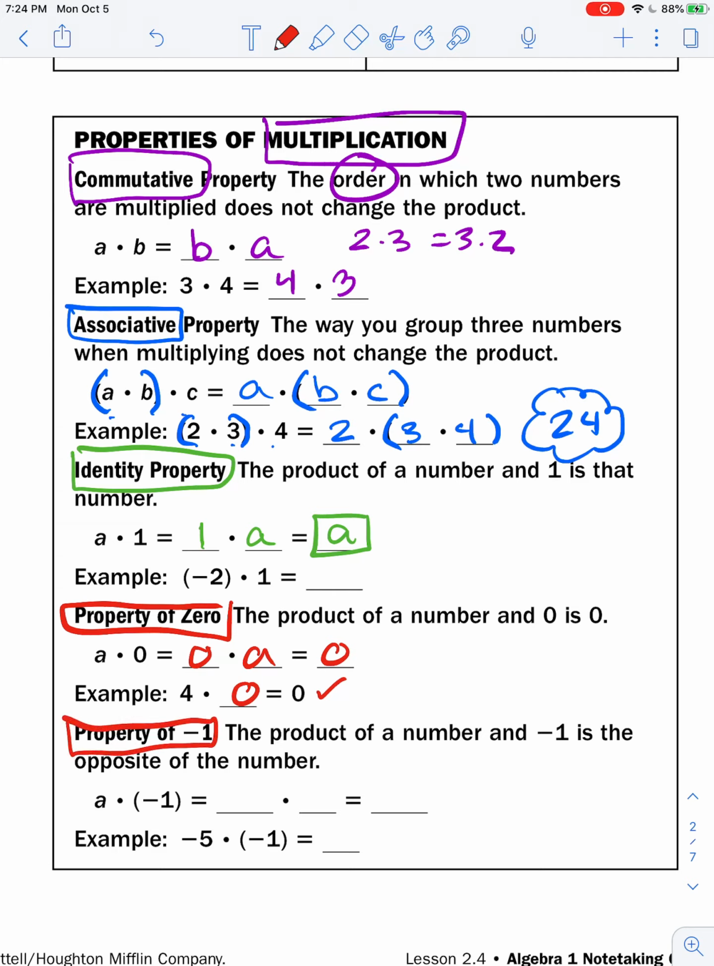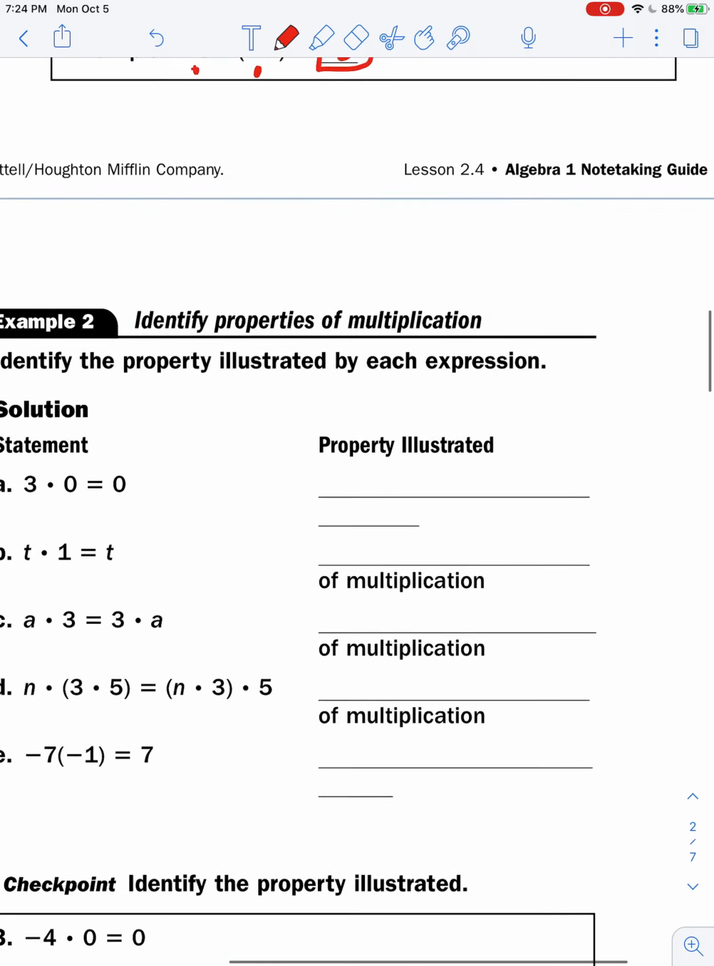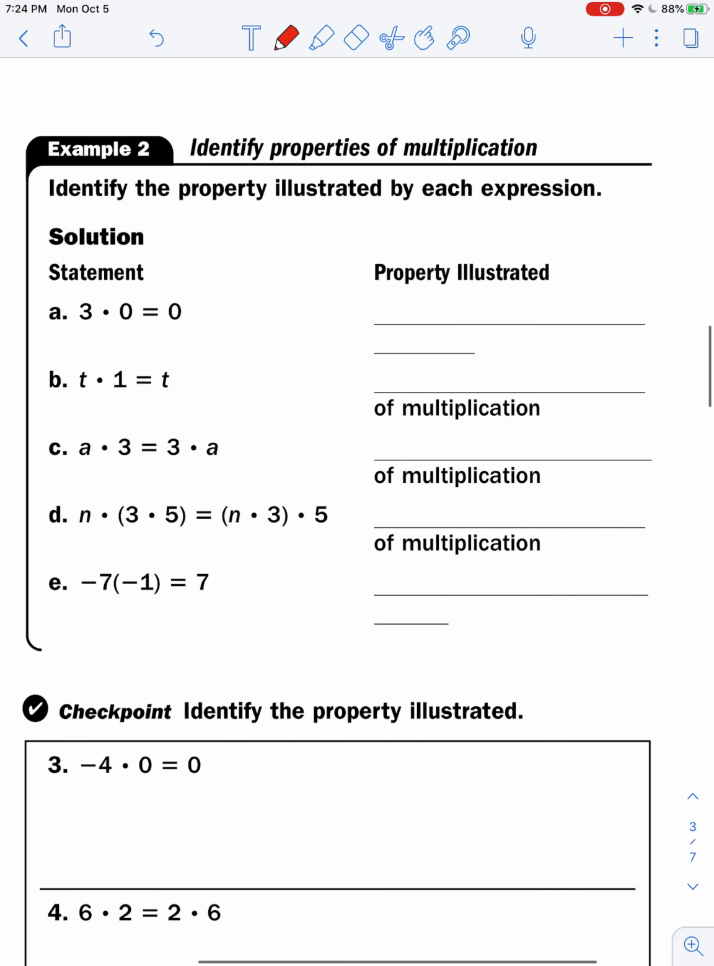Similarly, if you think of multiplying something by a negative 1, all that really does is it changes the sign. It does not change the value. So a times -1 or -1 times a just turns it into the opposite of what you started with. So here a -5 times -1, it doesn't change it from being a 5, but it does change it into a positive number.